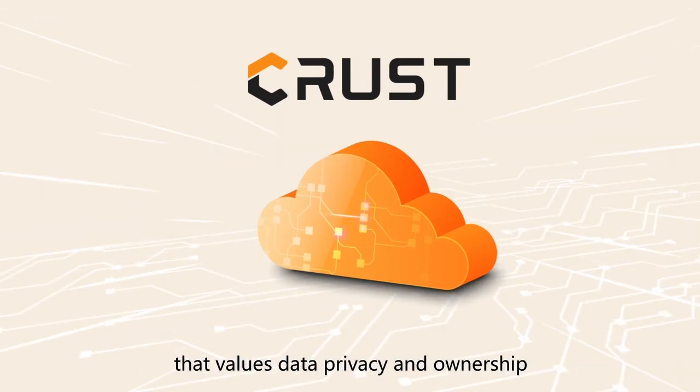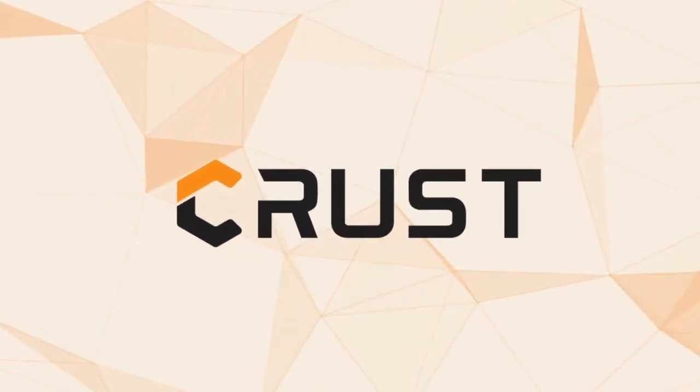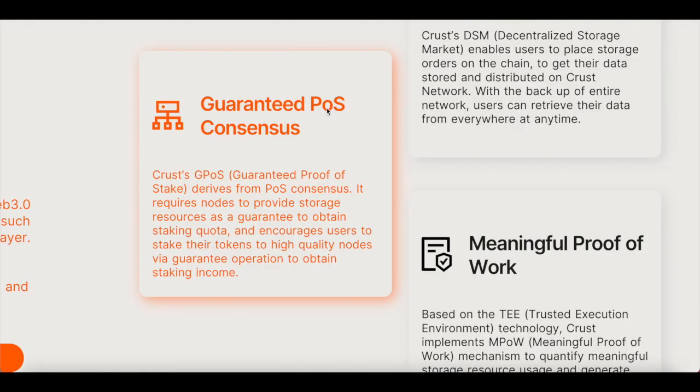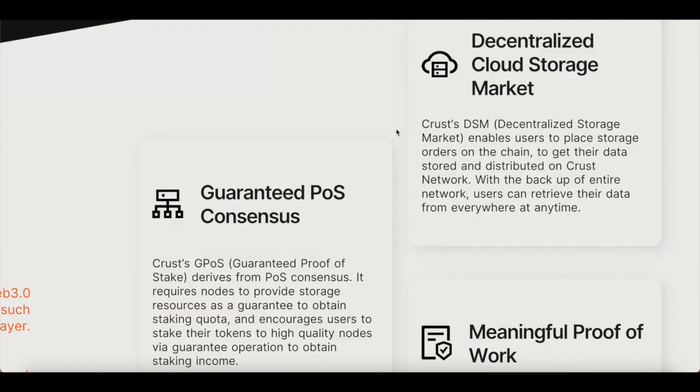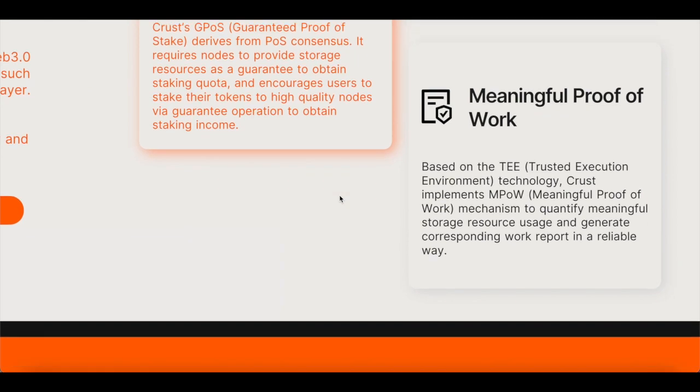Now obviously the next thing we've got to understand is guaranteed proof of stake consensus. It derives from proof of stake consensus. It requires nodes to provide storage resources as guarantee to obtain staking quota and encourages users to stake their tokens to high quality nodes via guarantee operation to obtain staking income. So that's two things that we've understood so far: decentralized cloud storage market and guaranteed proof of stake consensus.